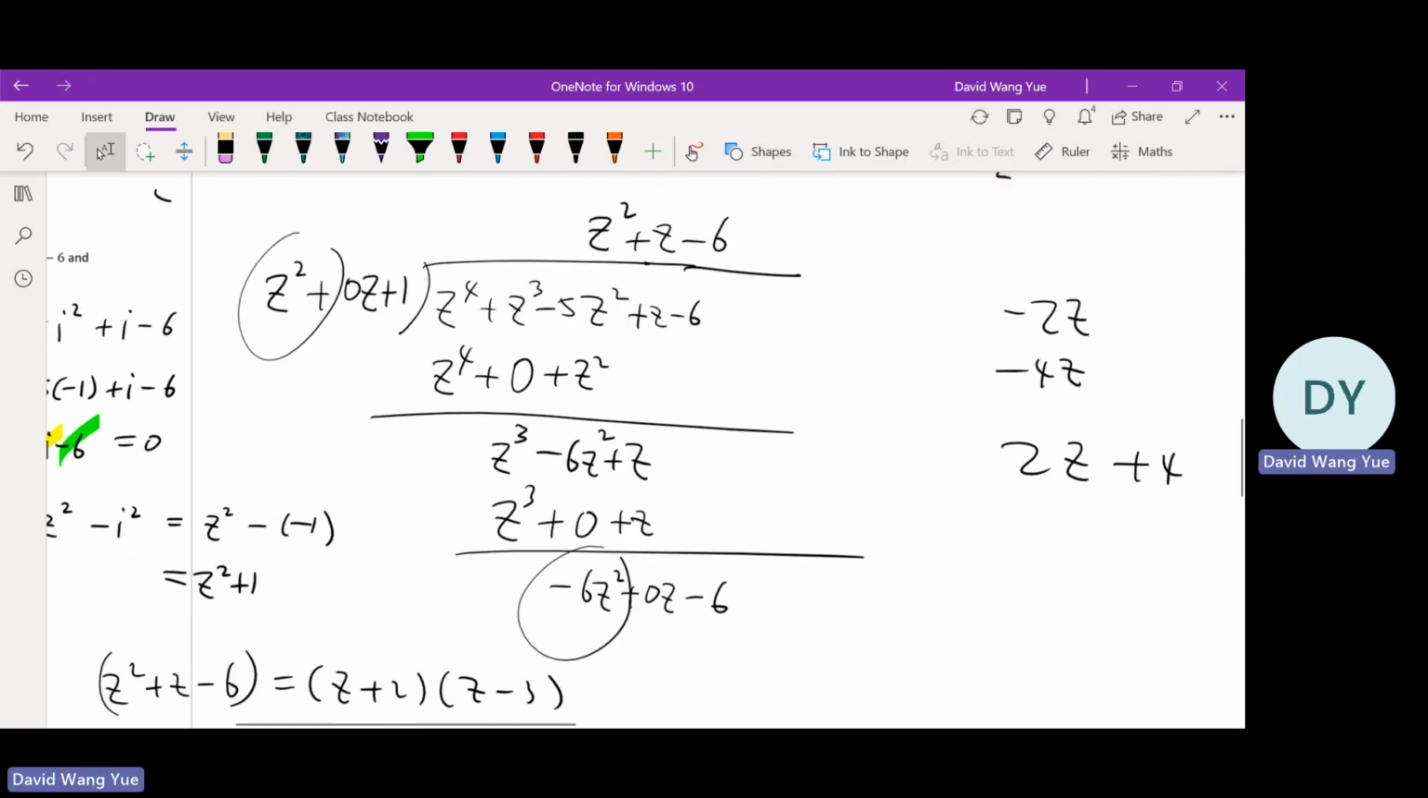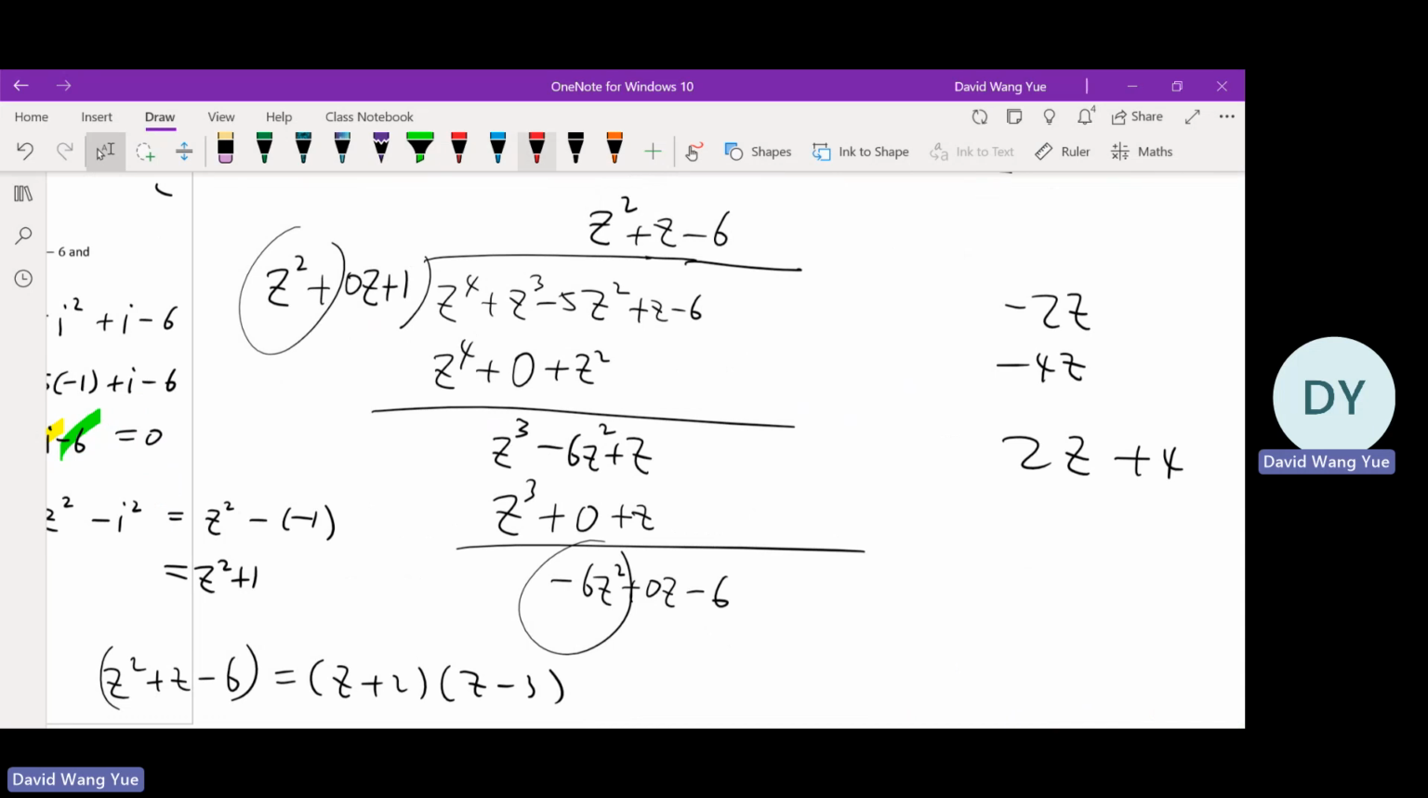Okay, so when you watch the video, please take note. Here I made a mistake. This is the correct working for the long division.